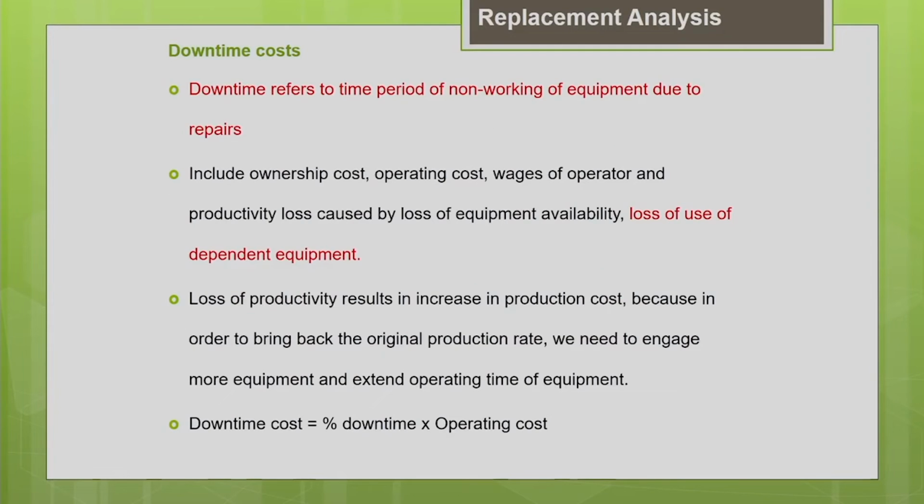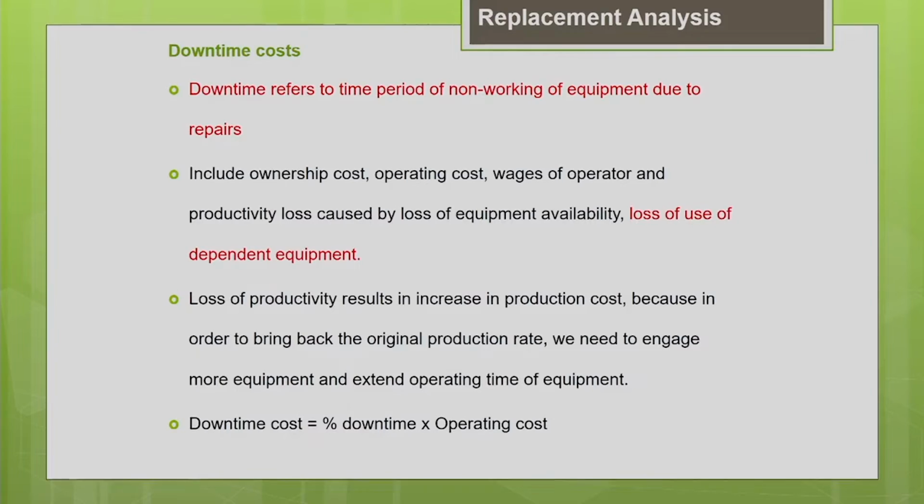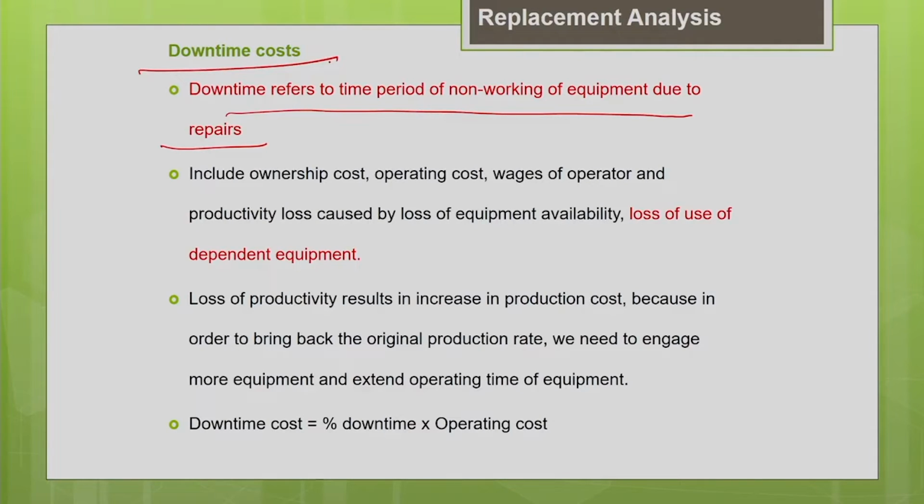The other one is downtime, which we are going to see now. Downtime is nothing but your machine not being available for working productively. Either it has broken down, or it has been sent to the repair yard for repair. This generally refers to the time period of non-working of the equipment due to repairs. Basically, as the age of the machine increases, it gets worn out, and many parts get worn out. Many times it will be sent to the repair yard for service. So with increasing age, the downtime cost will also increase. It is obvious.